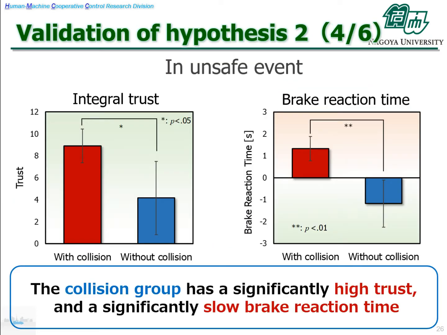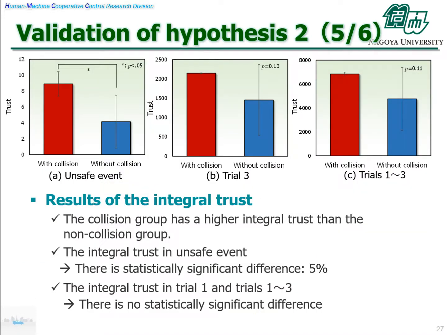So for all the participants in the unsafe event, the integral trust and the brake reaction time are shown in the two figures. The left one is the integral trust. The integral trust of the collision group was higher than that of the non-collision group. Meanwhile, the brake reaction time of the non-collision group is lower than, which means faster than, the collision group.